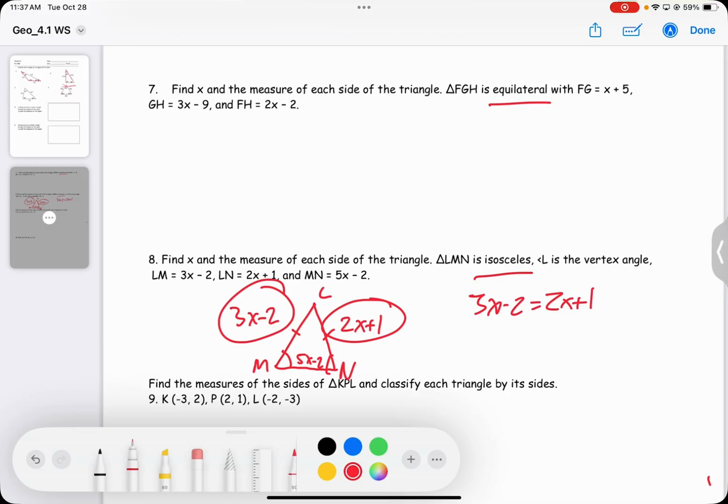Yes, I think that's what the side lengths end up being. So when you solve, you subtract 2x from both sides, you get x minus 2 equals 1. Add 2 to both sides, you get x equals 3. And then when you plug it in, 3 times 3 is 9 minus 2 is 7. 2 times 3 is 6 plus 1 is 7. And then the bottom is 5 times 3 is 15 minus 2 is 13. Yeah, so 7, 7, 13 would be the side lengths.